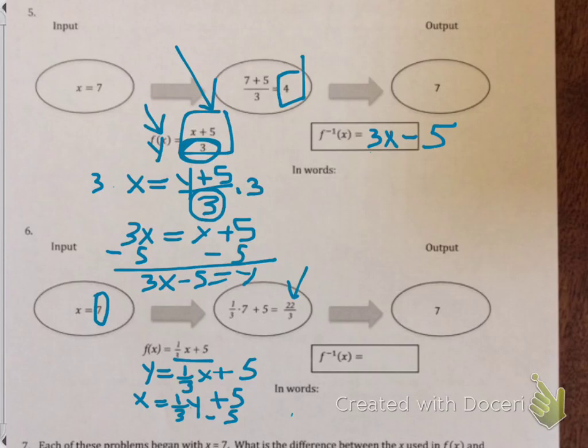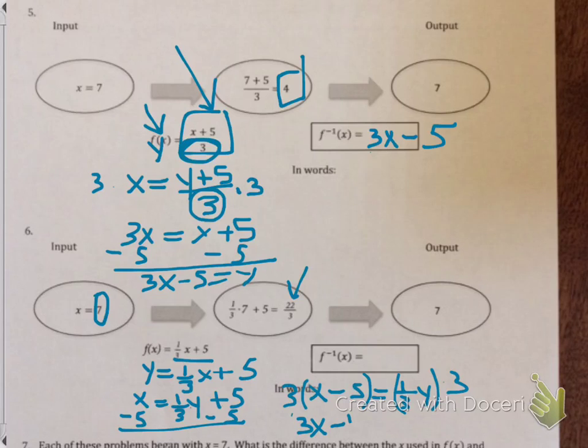You're going to minus that 5 over to the other side. So you'll have x minus 5 equals 1/3 y. And then how do you get rid of multiplying by 1/3? Well, you times by 3. So you're going to times both sides here by 3 so that you can figure out your solution. So that will be 3x minus 15 equals y.